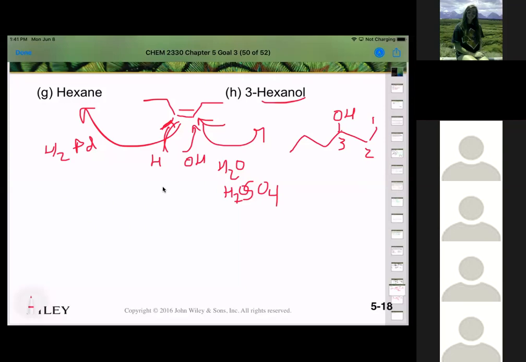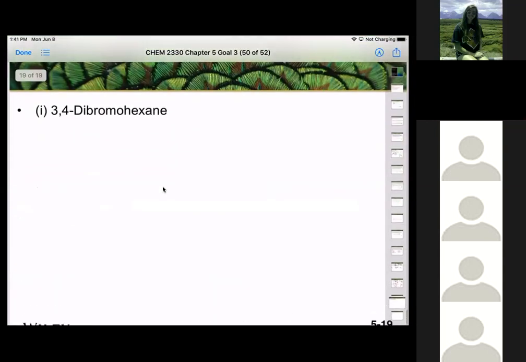Okay, so we're using a strategy of drawing the product, trying to figure out what we have to do to make it happen, remembering that carbocations can rearrange, so we need to keep track of where things might have gone. All right, so now instead of making an alcohol, we want to make 3,4-dibromohexane. Okay, so let's draw our product here.